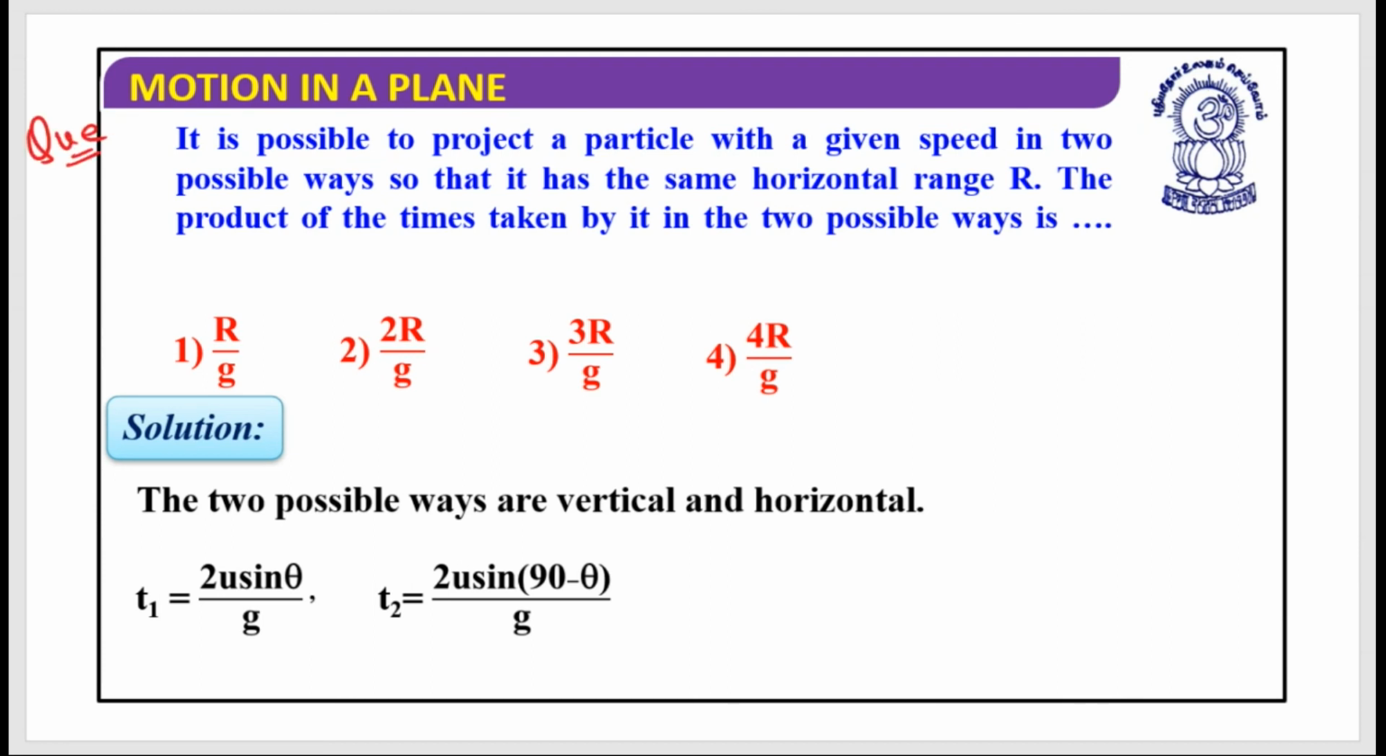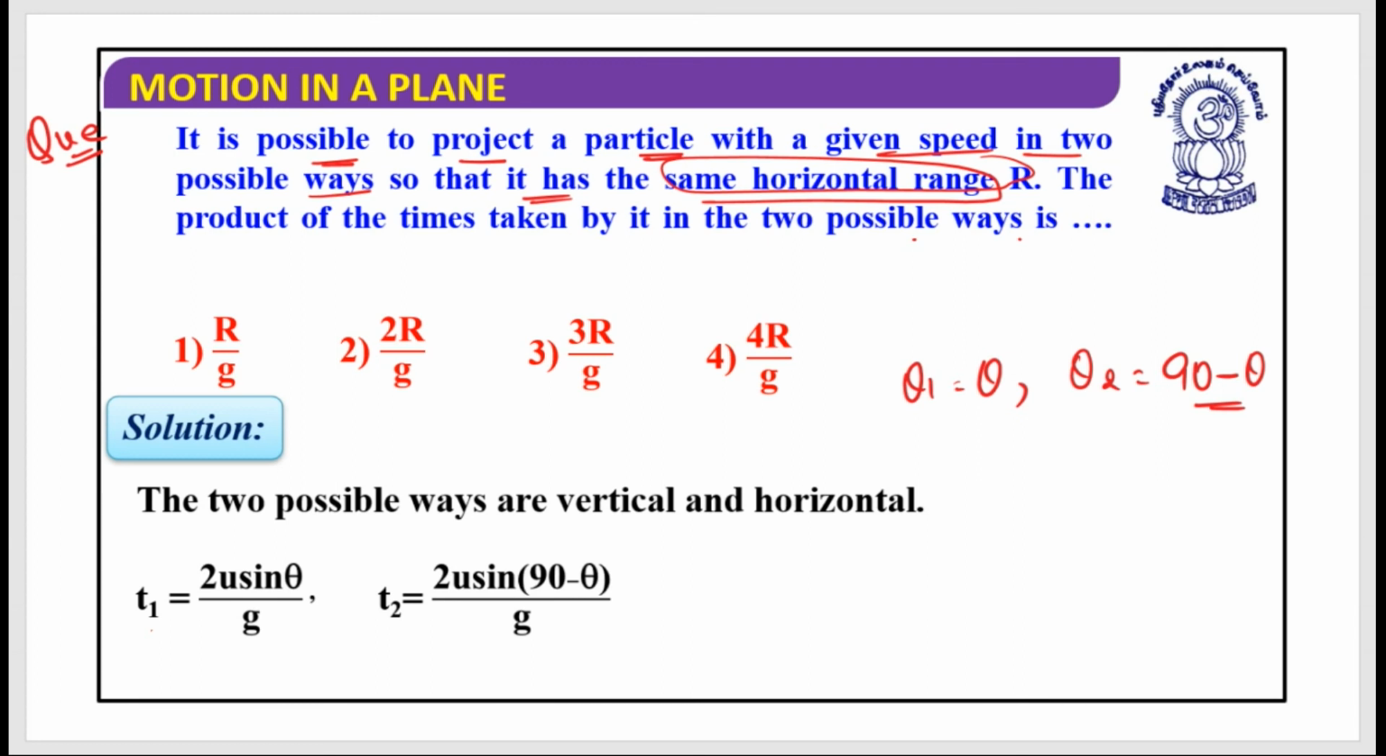What does it say? It says it is possible to project a projectile with a given speed in two possible ways so that it has the same horizontal range. Yes, the product of the time taken by the two possible ways, t1 and t2. This is only possible if you have thrown your object with theta 1 equal to theta and theta 2 equal to 90 minus theta. Thus both are the case from the horizontal.